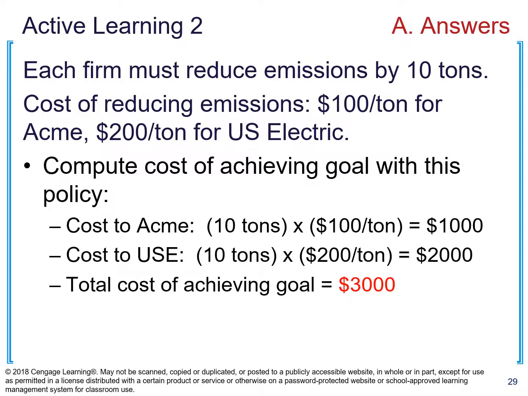Each firm must reduce emissions by 10 tons. The cost of reducing emissions is $100 a ton for Acme and $200 a ton for US Electric. So the cost to Acme, 10 tons times $100 a ton, is $1,000. The cost to US Electric, 10 tons times $200 a ton, is $2,000. The total cost is $3,000.